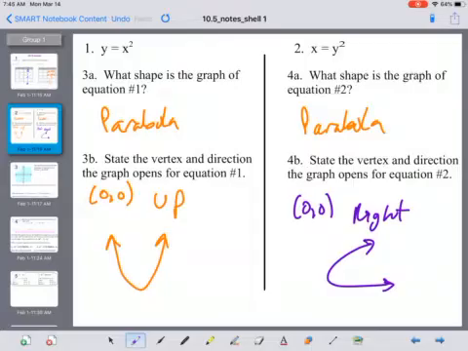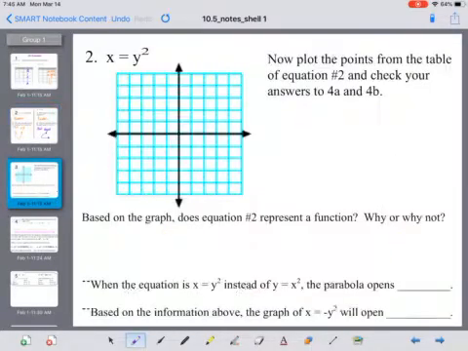So in the past, you've probably done a lot of work with examples like number 1. Looking at an example like number 2, plot the points from that table, and if you recall, we had 0, 0. At 1, it was positive and negative 1. And at 4, it was positive and negative 2.